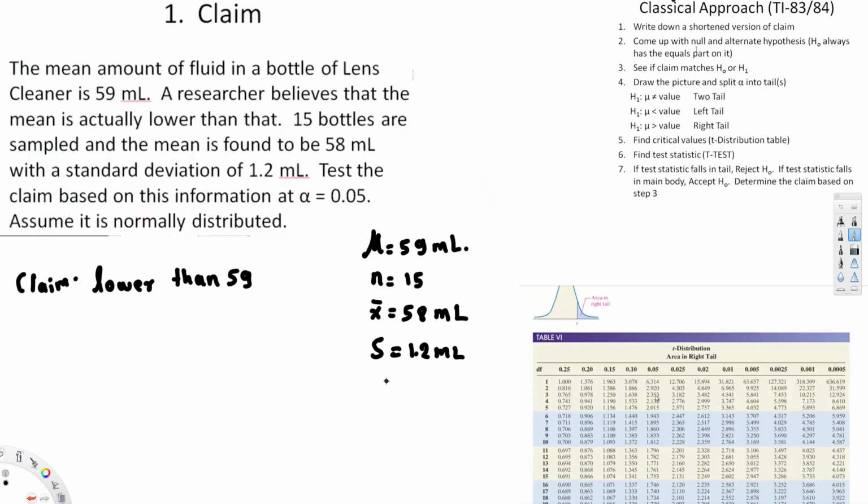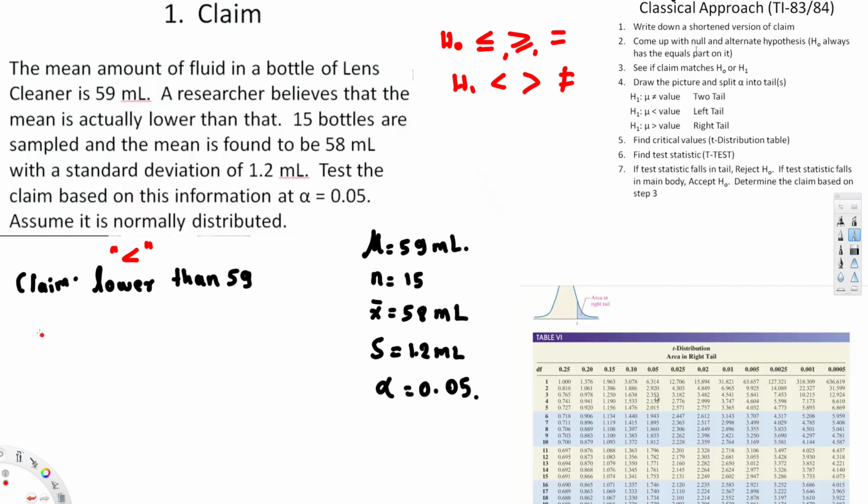Now let's look at the steps. The first step is to write down a shortened version of the claim, which we have written right here. Then come up with the null and alternate hypothesis. H0 always has the equal part in it, and we see if the claim matches H0 or H1. H0 always has less than or equal to, greater than or equal to, or equal to. These are the only possible signs for the null hypothesis. For the alternate hypothesis, we have three signs: less than, greater than, and not equal to. This claim, lower than 59, falls under those signs, so this is definitely the alternate hypothesis.